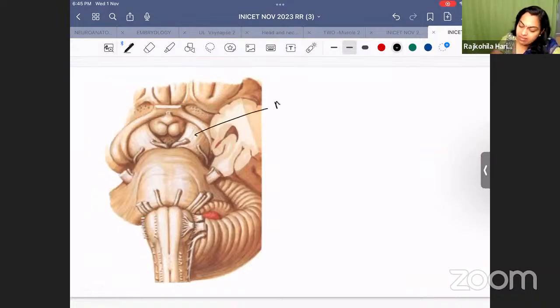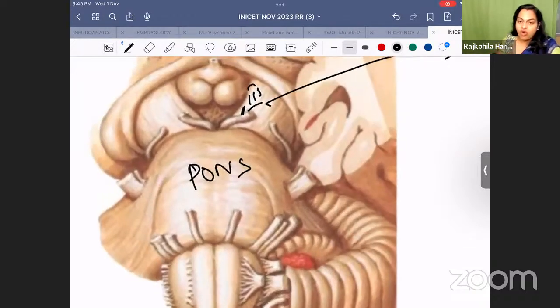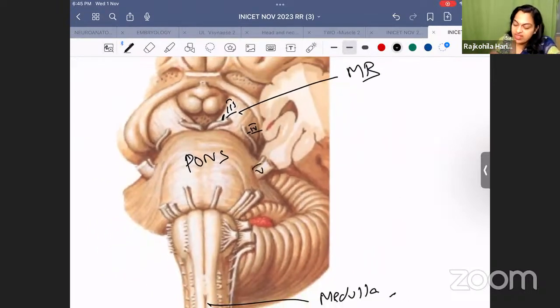Now coming to the nerves of the brainstem, isn't it? So this is the midbrain, this is the pons, and this is the medulla, right? So in the recent INICET, they have asked this picture, right? Okay. So in the midbrain, this nerve that you see here is the third nerve, the oculomotor nerve. And coming from behind to front, this is the trochlear nerve. This is the only cranial nerve that is going to exit from the dorsal aspect of the brainstem. Okay, the trochlear nerve. And over the pons, you can see the trigeminal nerve, right? The thickest of all the nerves.